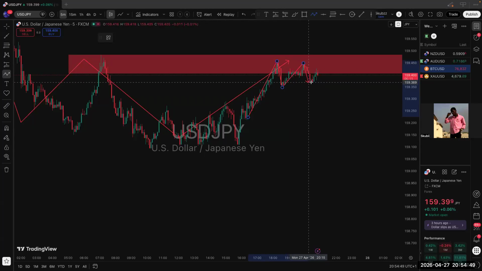Equal high here, price is creating this low. It has not shifted yet. So what I would like to see is for price to come down and break this low to the downside. Once price breaks it to the downside, then we can look at price retesting that same low.